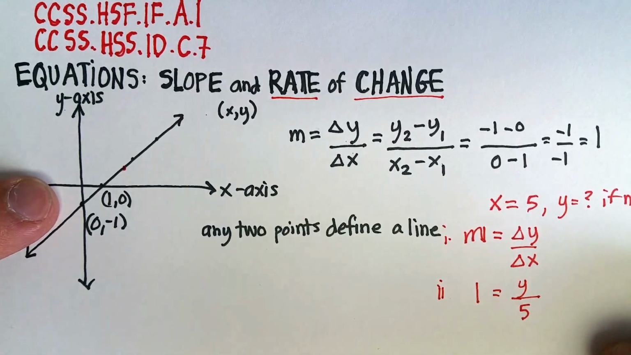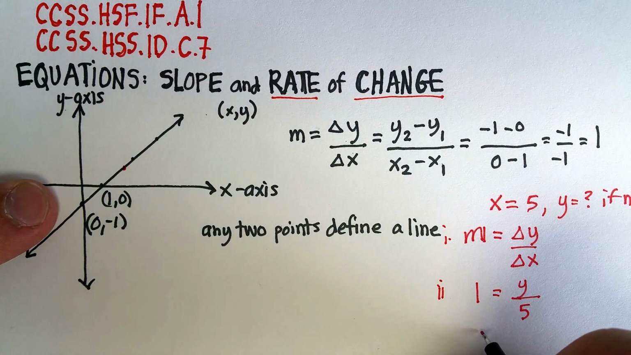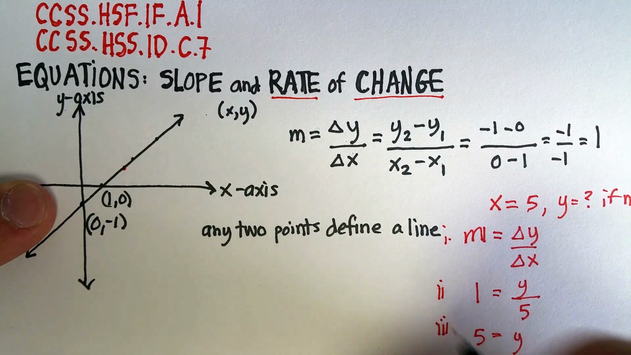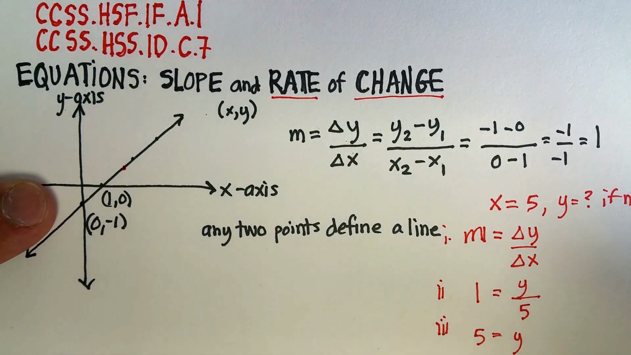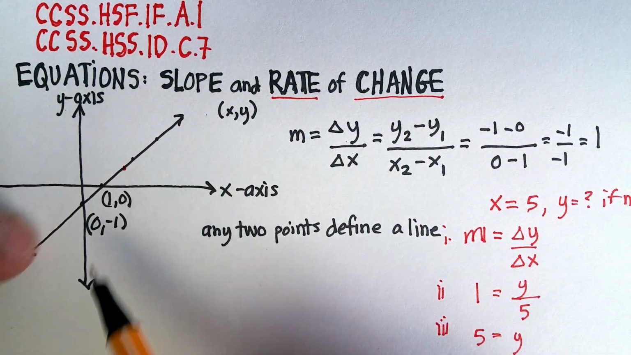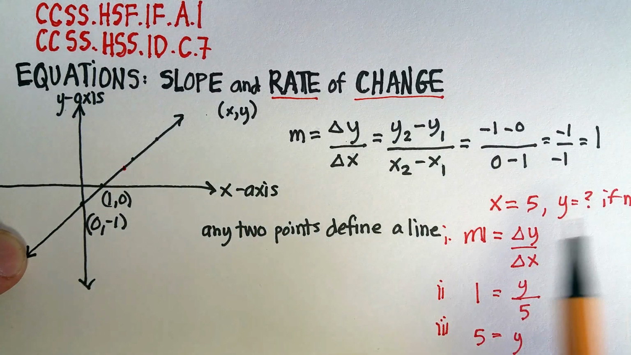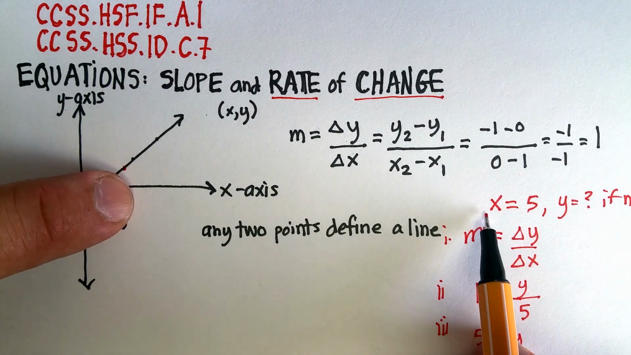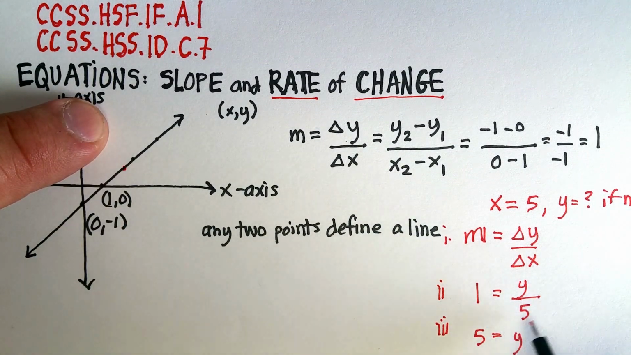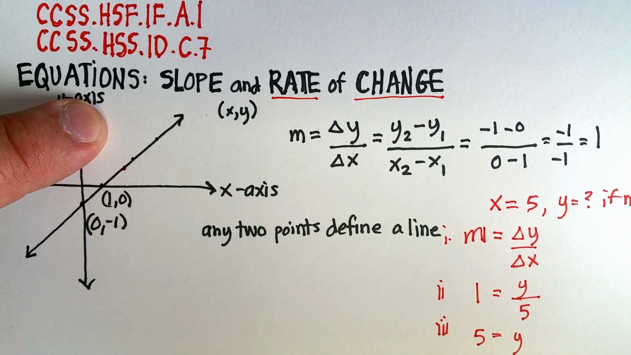If you went ahead and solved that, multiply both sides by 5, and you end up with 5 is equal to y. So you could say, for example, again, that according to this equation, with a slope of 1, if my x increased by 5, what would my y increase? Plug it into the equation, and you would get your y.